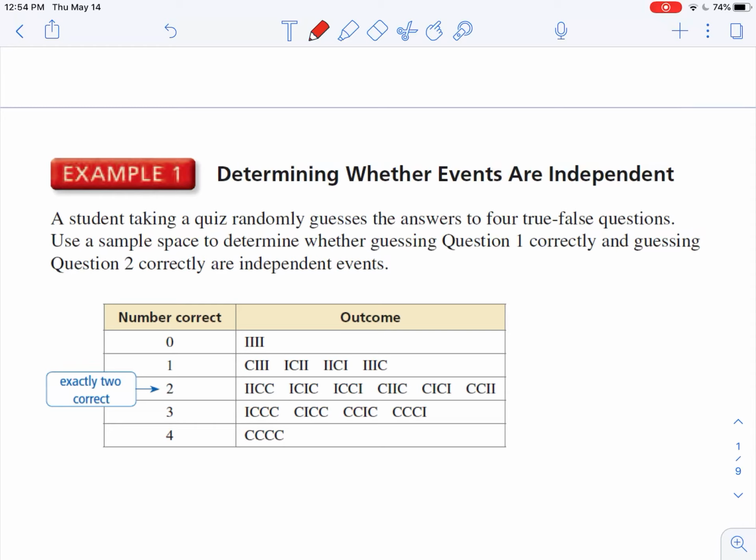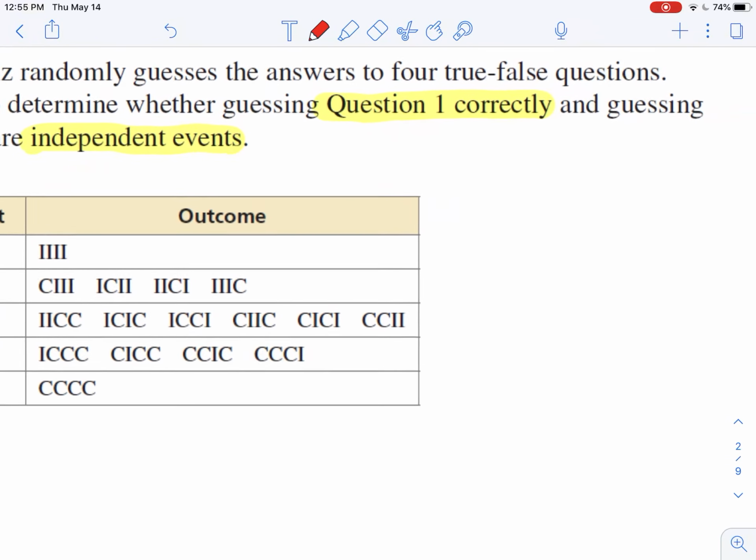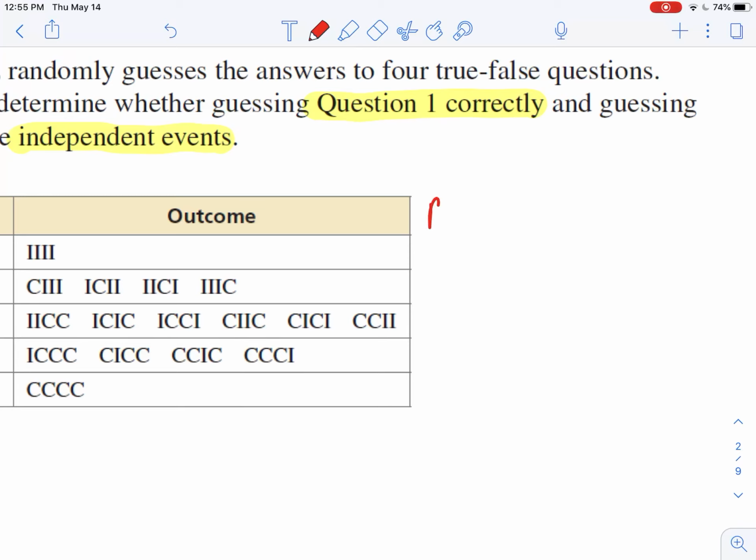So they're saying use this sample space to determine whether guessing question 1 correctly, so I'm going to highlight that, we're interested in guessing question 1 correctly and guessing question 2 correctly to see if those are independent. Well, if we're going to try and determine if two events are independent, let's first find the probability of them individually.